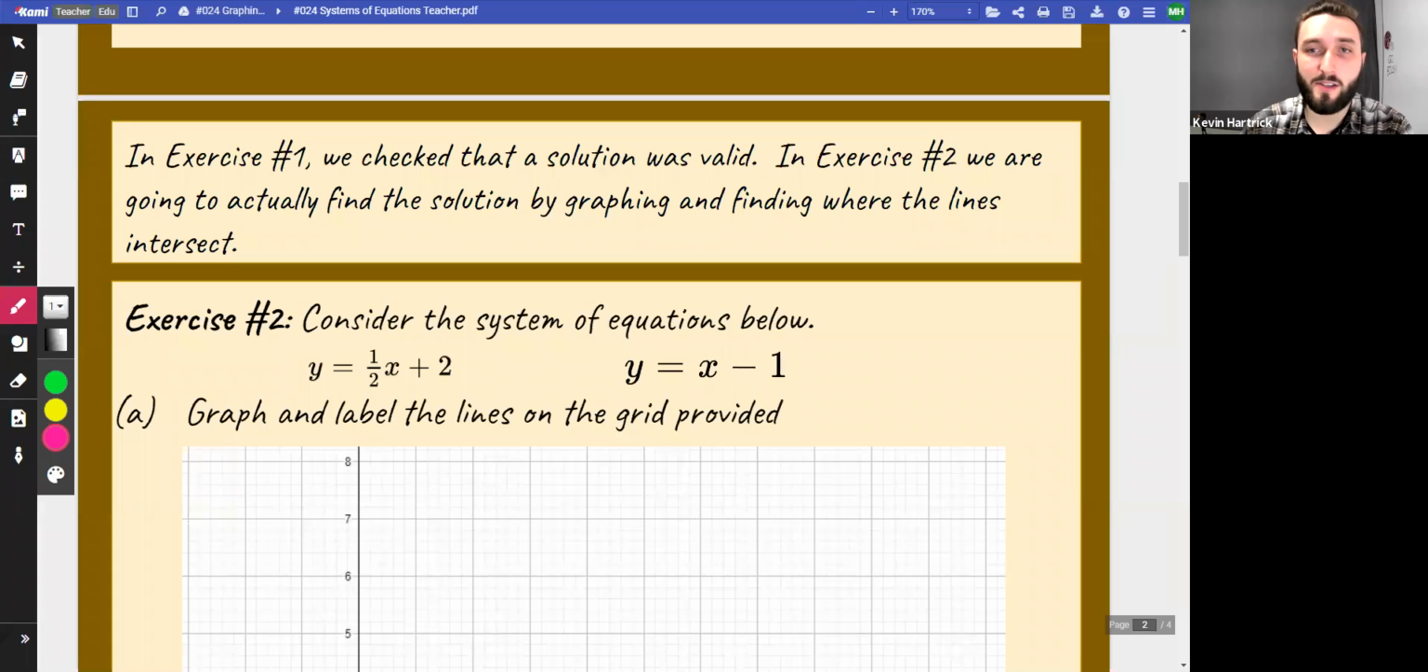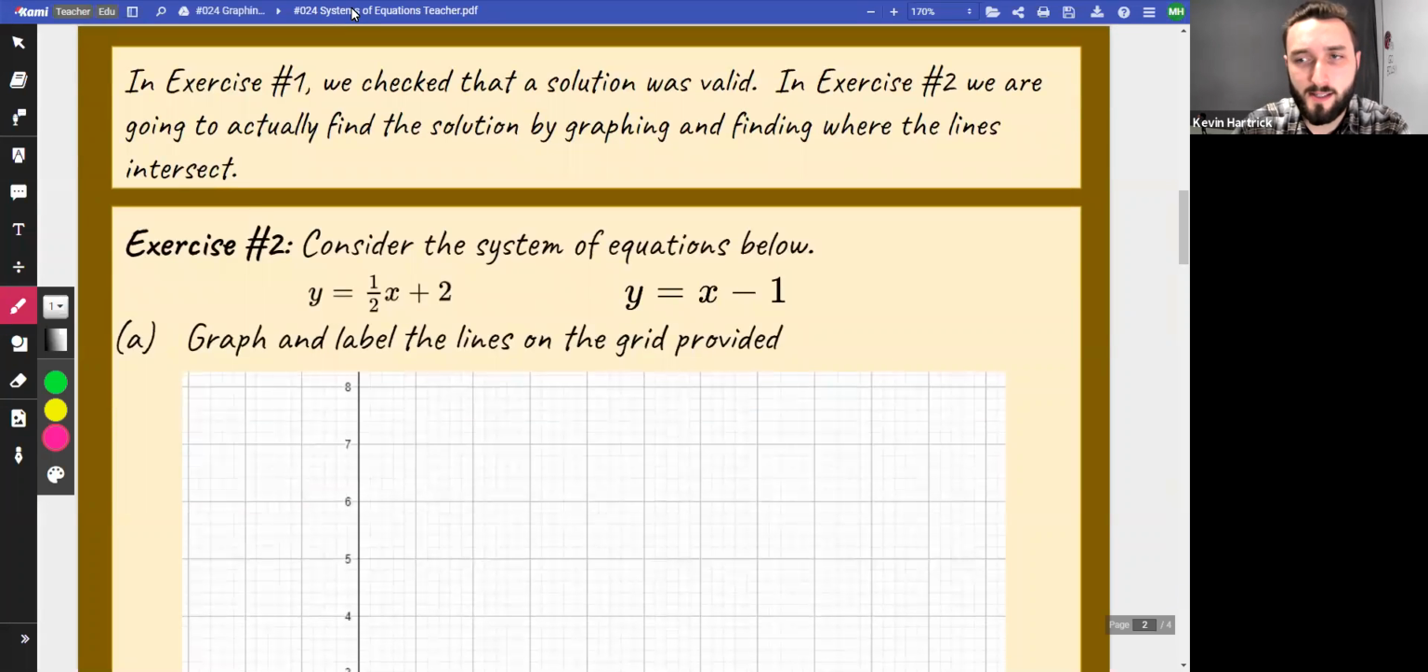All right, so welcome back. In exercise 1, we checked that a solution to a system of equations that was given to us was valid. In exercise 2, we are actually going to find that solution by graphing the lines and finding where they intersect. So let's take a look at exercise 2.